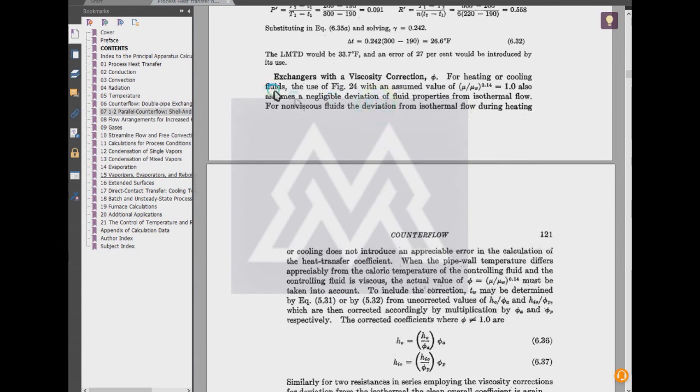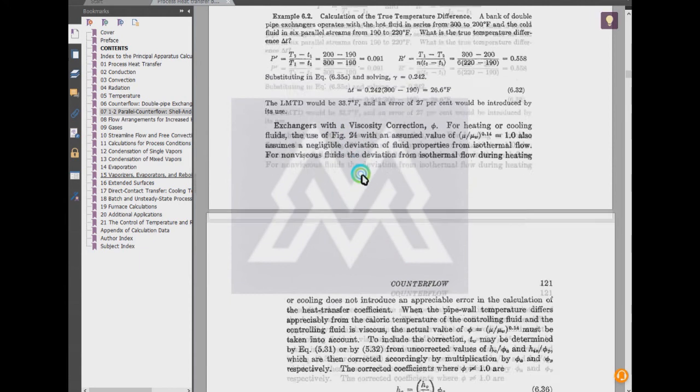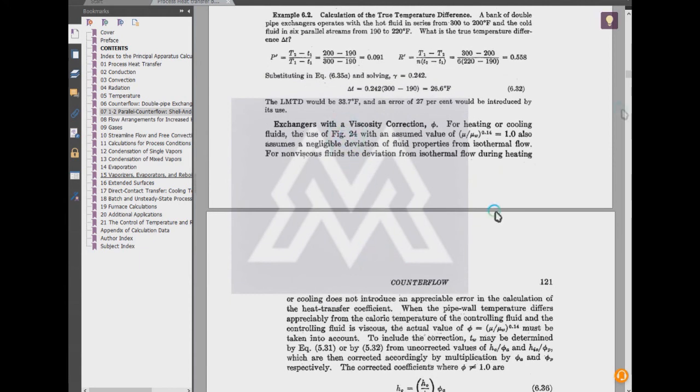But in the case where non-viscous fluids are involved and deviation from isothermal flow during heating or cooling does not introduce an appreciable error in the calculation of the heat transfer coefficient, it does not have much importance. Therefore, most of the time it is ignored in the calculations, but the importance of this must be considered.